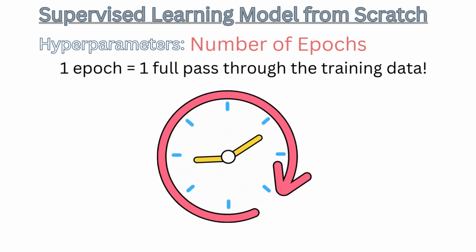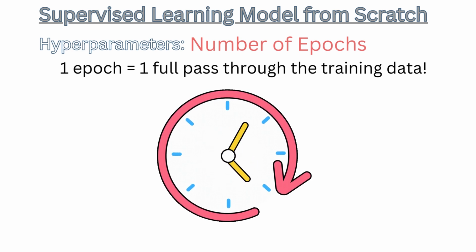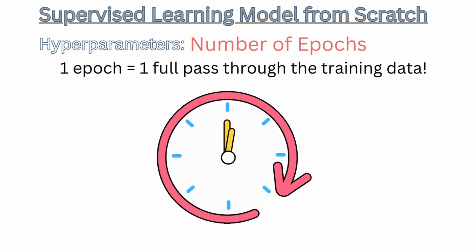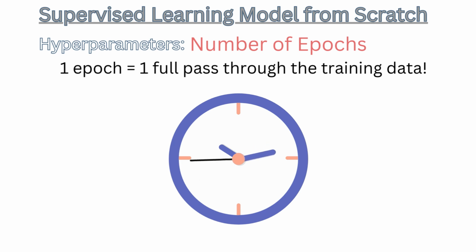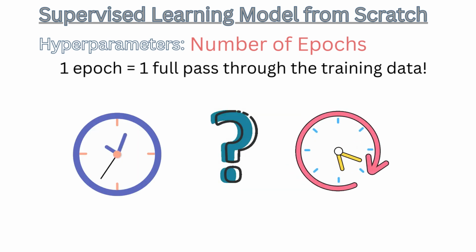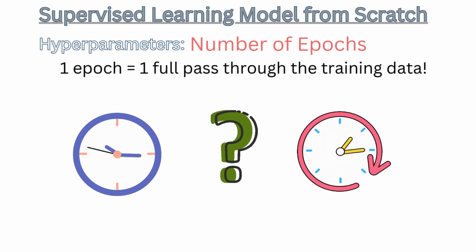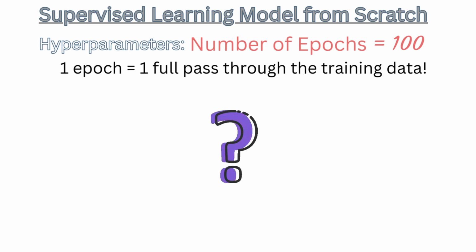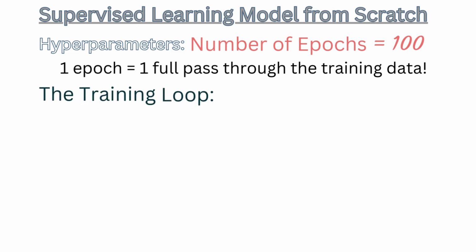If we train for only a few epochs, the model won't have enough time to learn. If we train for too many, it might overfit or waste resources. So we need to choose a reasonable number, say 100 epochs, to give the model time to learn without going overboard. Now we're ready to put everything together into a training loop.